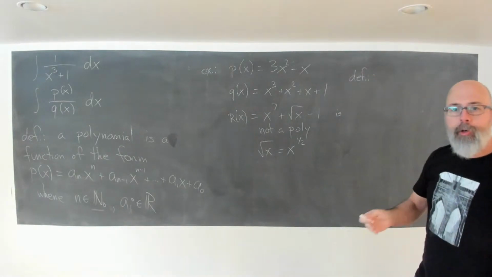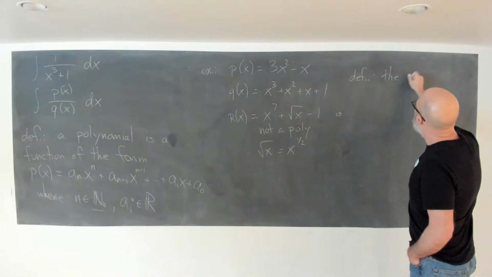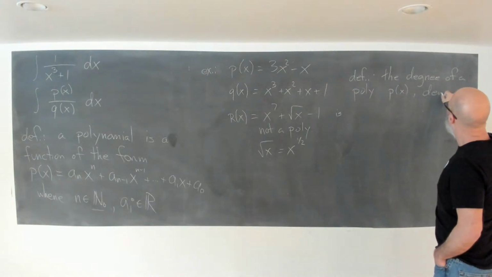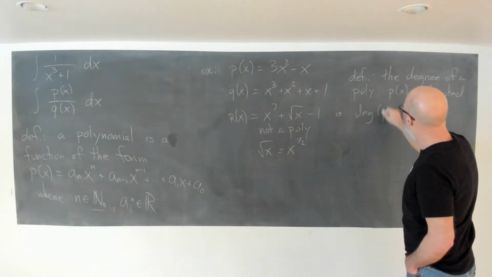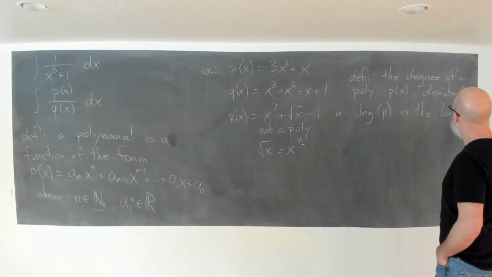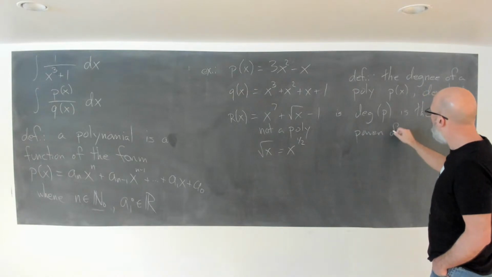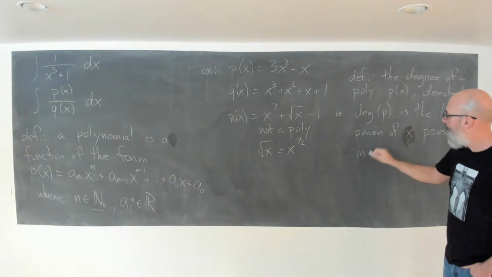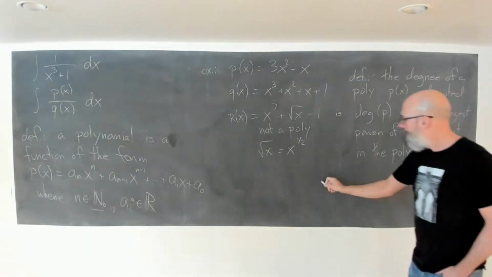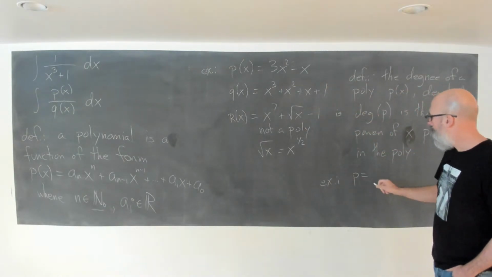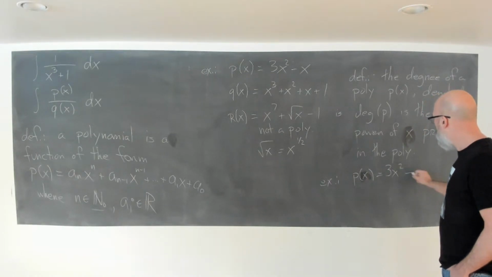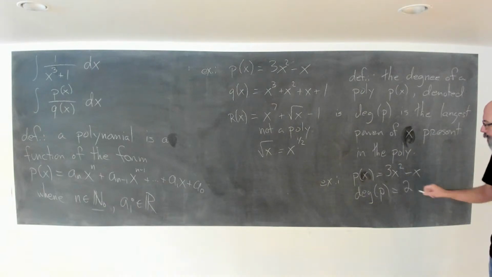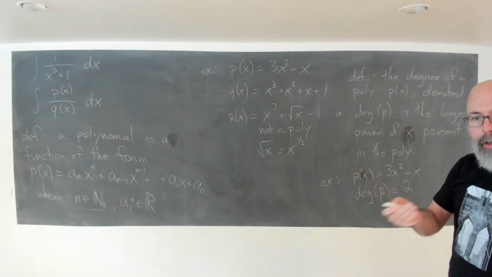And define the degree of a polynomial. Denoted degree of p, it is the largest power of x present in the polynomial. Take an example here. We had p as 3x squared minus x. The degree of p here, largest power of x, is 2, so the degree is 2. Also known as a quadratic polynomial.